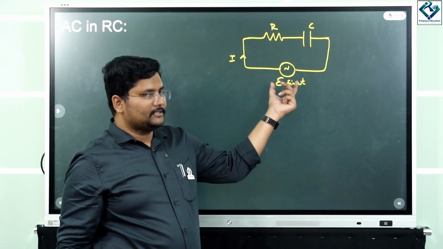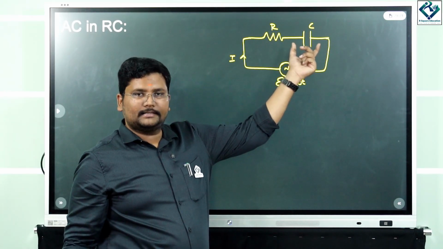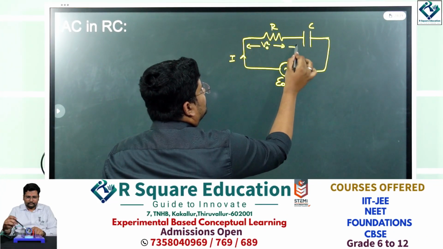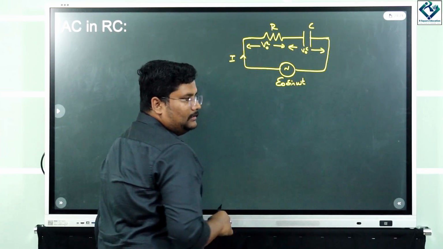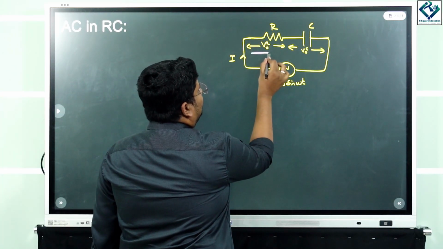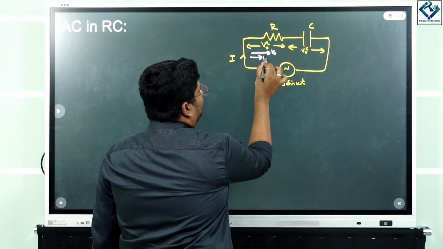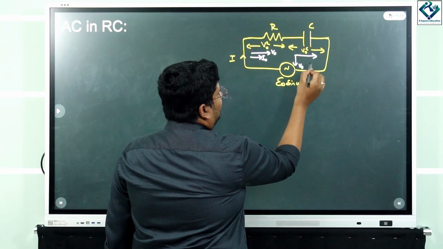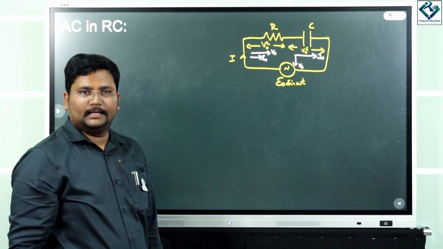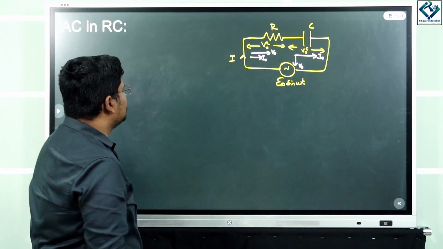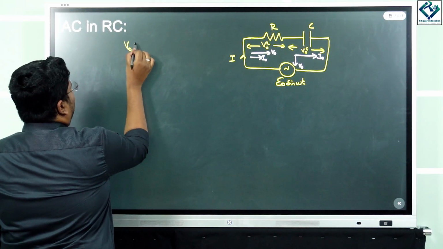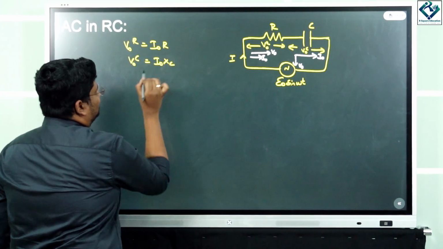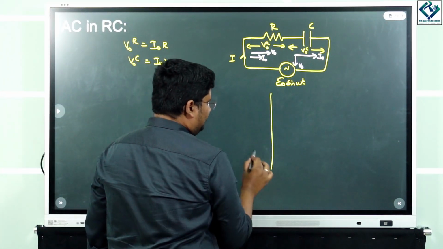Okay, so again this EMF is going to be split into the potential drop across the resistor and the capacitor. So can I take this as V naught R and this is going to be V naught C, right? In the resistor, the potential is going to be in phase with the current, but in the capacitor the potential is lagging by 90 degrees, correct? Yes, this is the phase, right? So again, V naught R will be equal to I naught times R and V naught C will be equal to I naught times XC. So can we go for the phasor diagram?